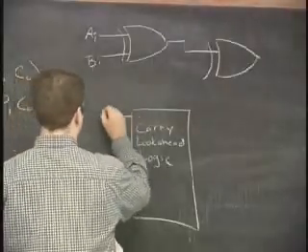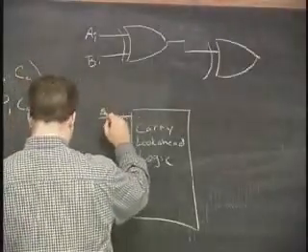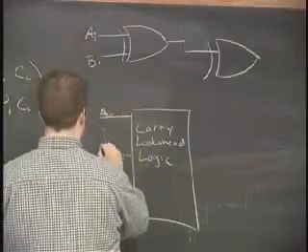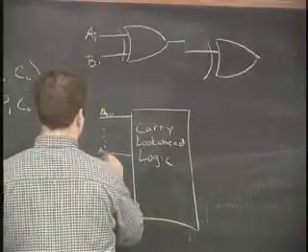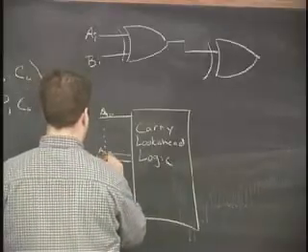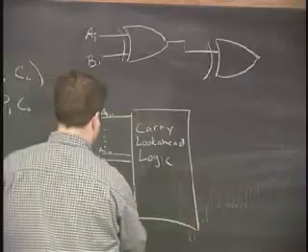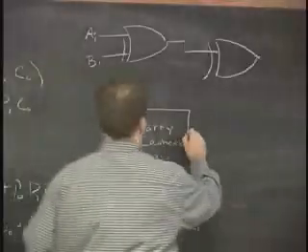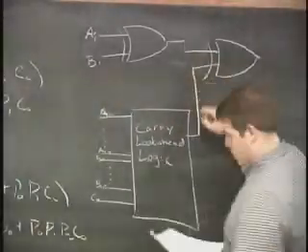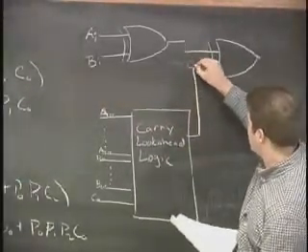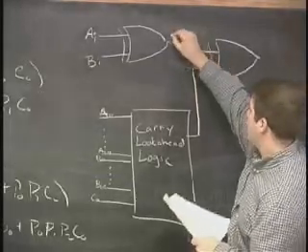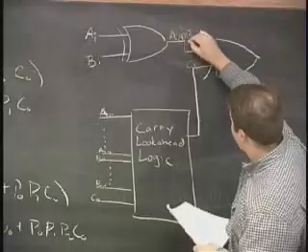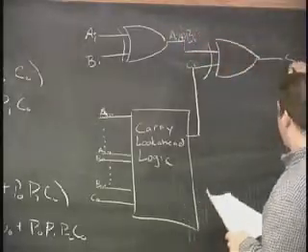Well, A0 to A I minus 1, and then B0 to B I minus 1, and then C0. So then the output from this comes here. So this is your carry in bit. This is your AI XOR BI, and then this is your SI.